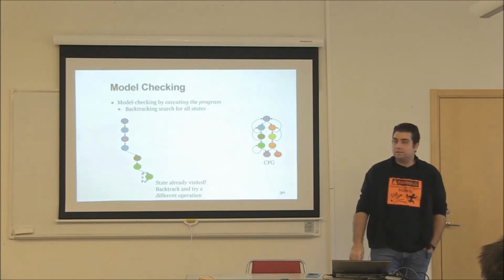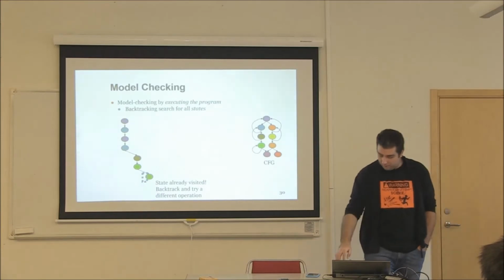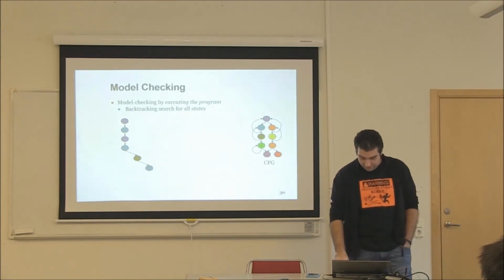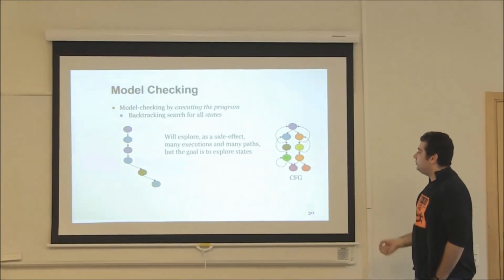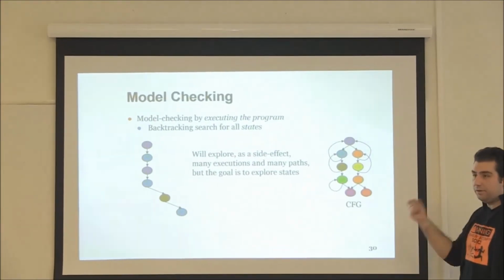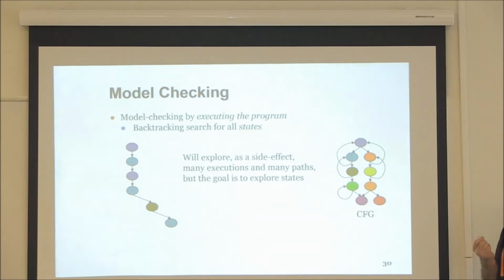Then that state is already visited, so you backtrack and try a different operation. Basically, in this way, you will explore, and as a side effect you'll have many executions, many paths. But we are trying just to explore states. That's a useful technique when trying to generate tests for this kind of finite state machine. This will actually make your life easier.